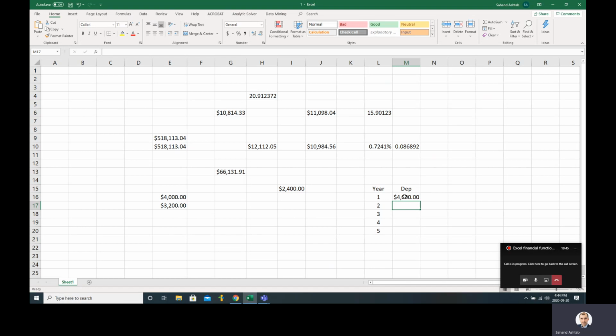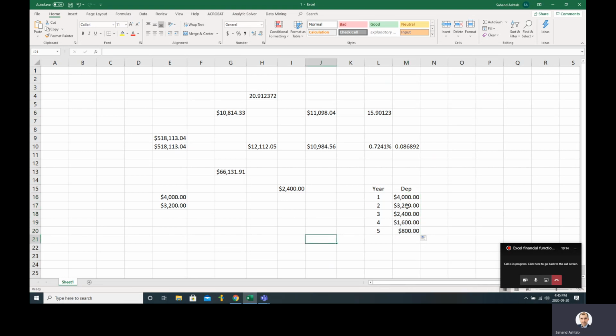Now all we have to do is left click on this cell, and then in the corner, you see that little green box. If you hover around that green box, you see this black summation symbol. If you make a left click on that, hold on to it, drag it down, it's going to give you the depreciation amount across all 5 years.